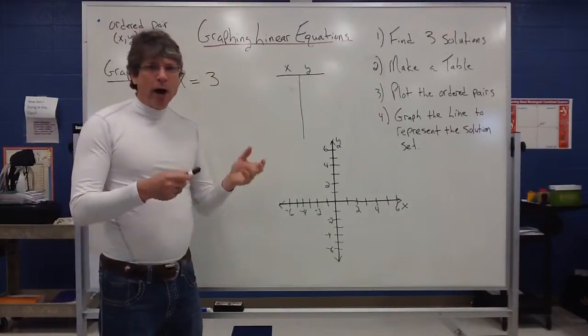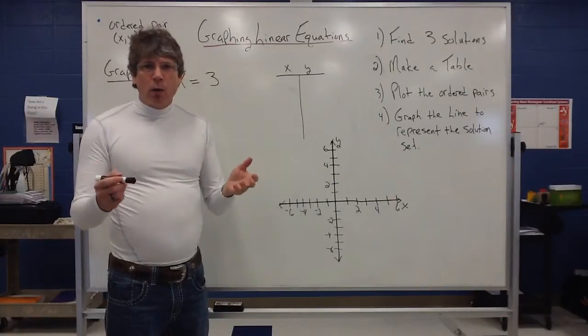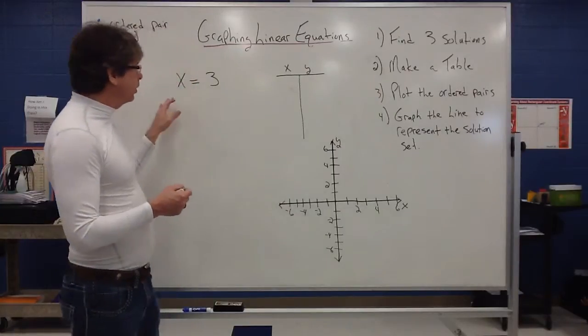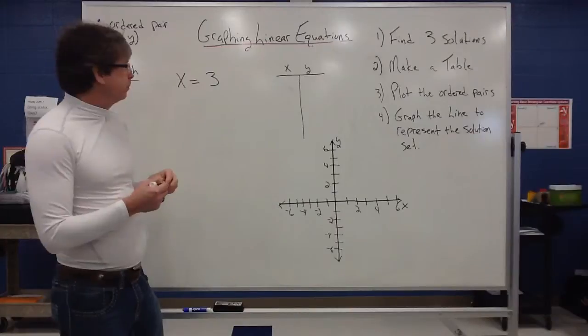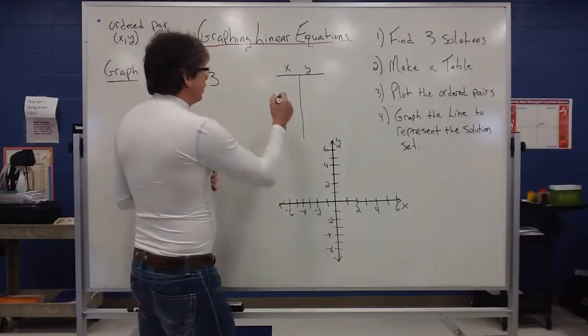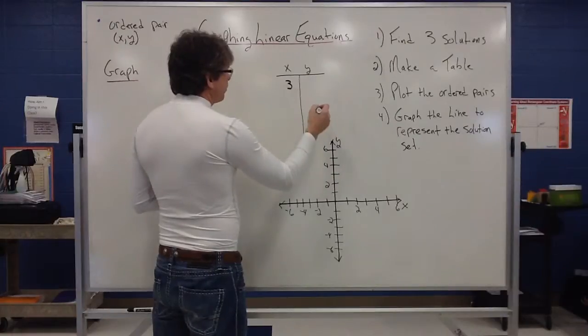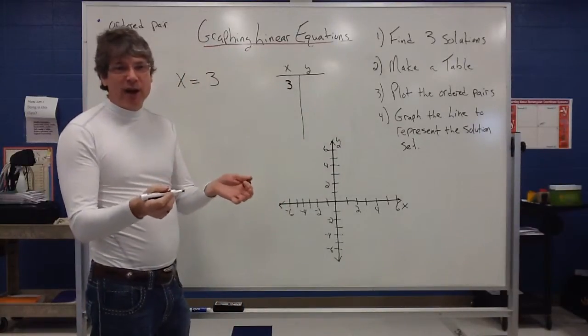And since there's not a y involved, that's telling us there's not any restrictions on y. Y can be anything it wants. Since we know x has to equal 3, y is flexible. It can be anything. So I can pick x to be 3, and I can choose whatever y value I want. And since I'm going to graph this, I want to pick some easy values for y as well.